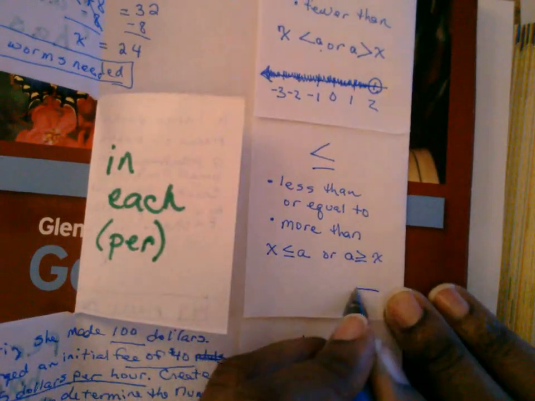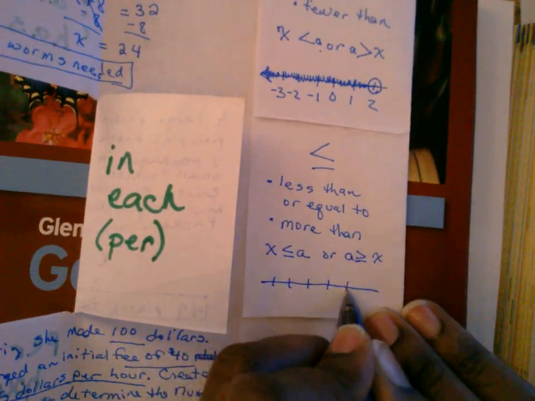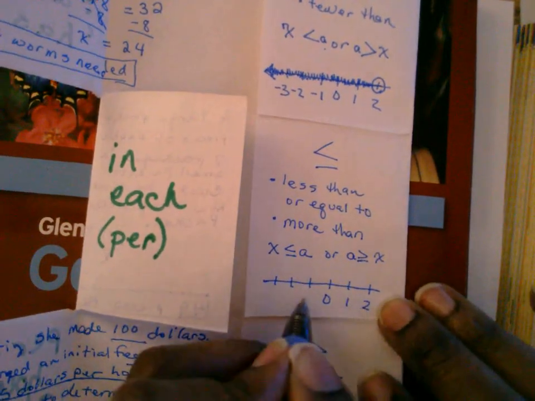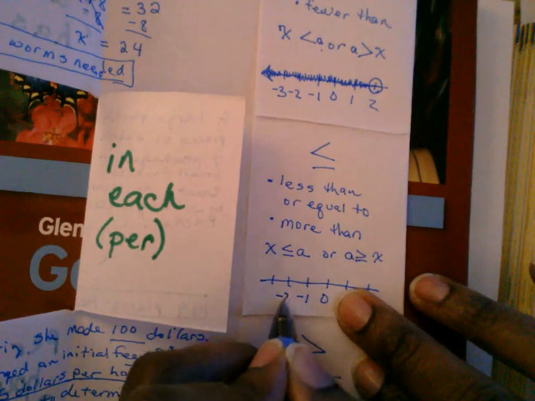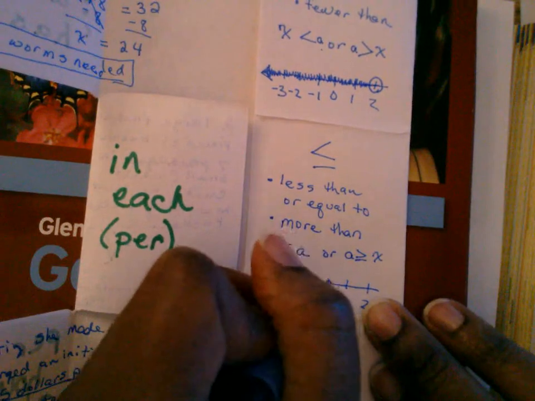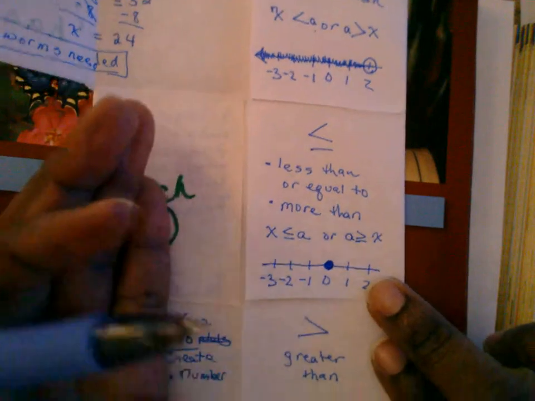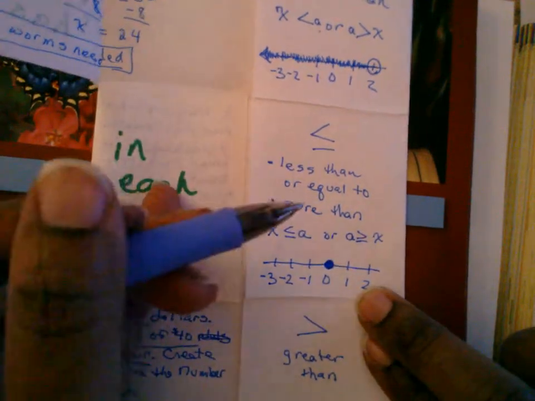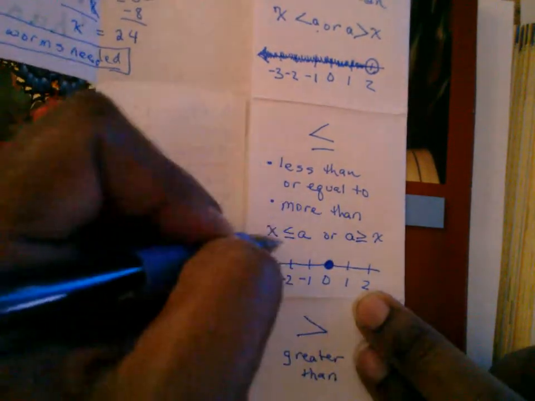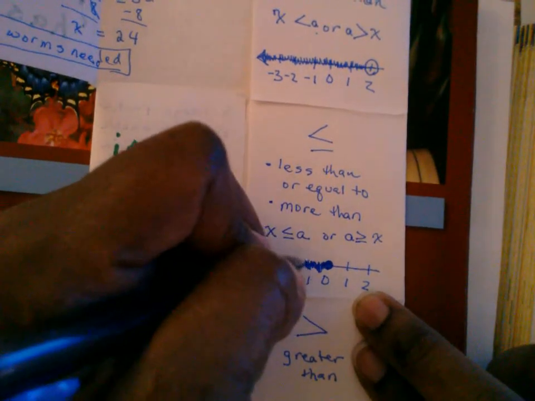So if it is less than or equal to, what do you think it will be? Do you think it will be an open circle or a closed circle? Closed circle because the number is included. So I'm going to put a closed circle on 0 for this example. And x is going to be less than or equal to that value because the number is included.